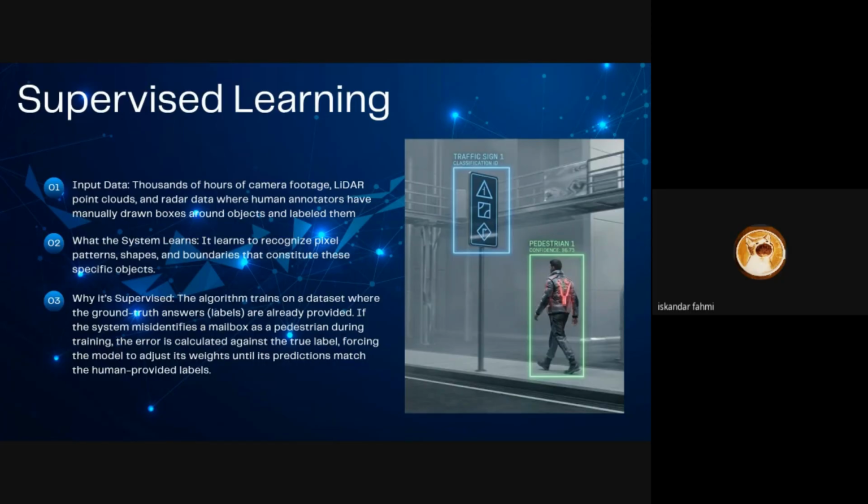If the system misidentifies a mailbox as a pedestrian during training, the error is calculated against the true label, forcing the model to adjust its weights until its prediction matches the human-provided labels. So that's all for supervised machine learning.